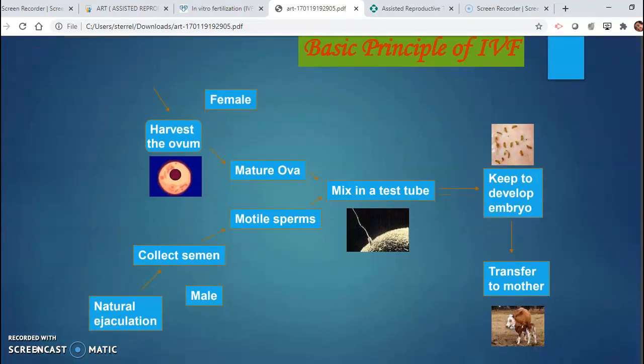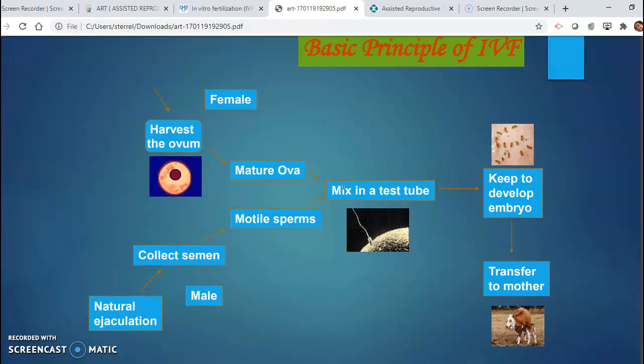So we'll start with IVF. This is a kind of pictogram which shows the basic mechanism behind IVF. Here what is happening is that the mature egg is harvested from the female, and at the same time through natural ejaculation or from the sperm banks, the sperm is also collected from the male. So both the gametes, the egg, the female gamete, and the sperm, the male gamete, are fused in a test tube outside the body in the lab.